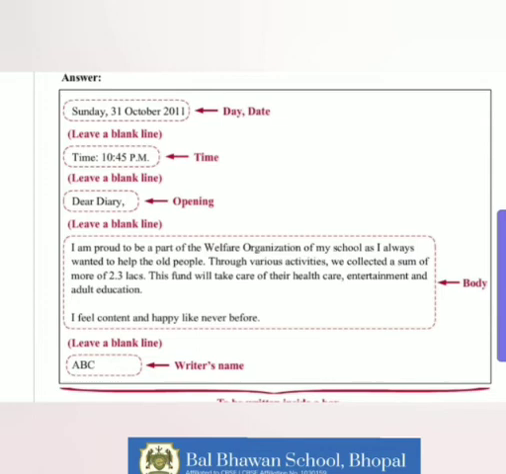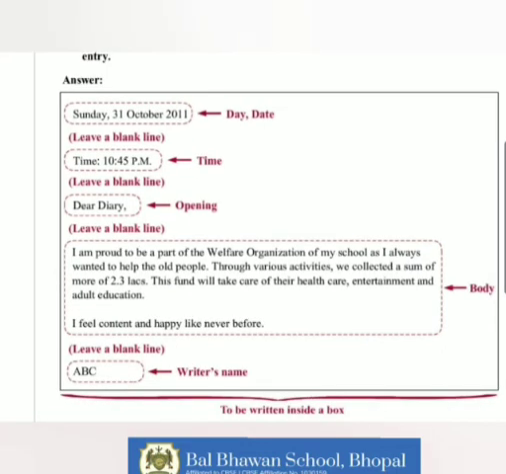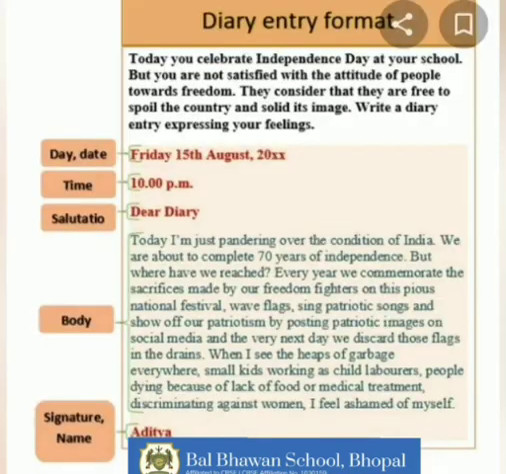Below we write the salutation: dear diary, dear pal, and if you have named your diary, you can even call it by name. Then comes the body of the letter, in which you pour out your feelings, thoughts, and emotions. And then comes the closing. Now, since it is your diary, you can just write your first name. And you can even skip writing your name in it. So this is how we write a diary entry.